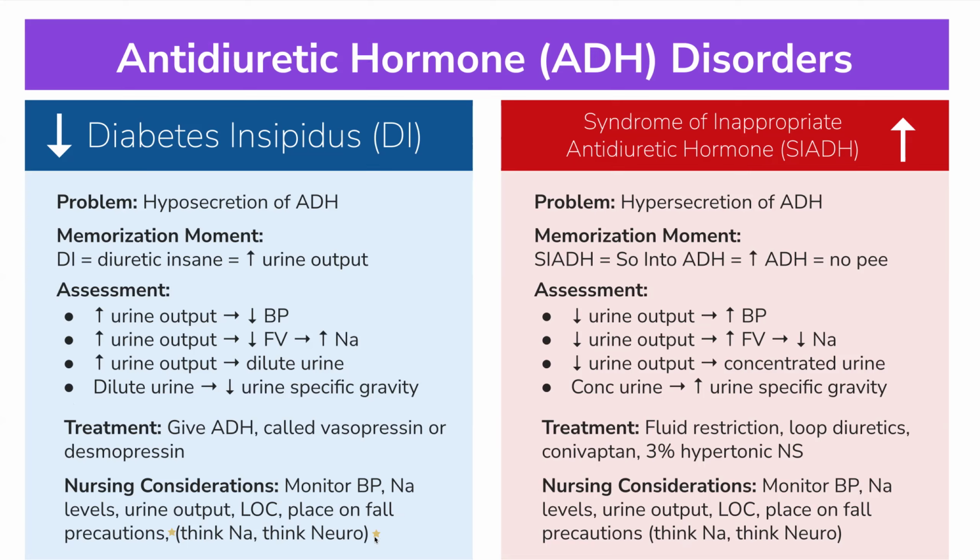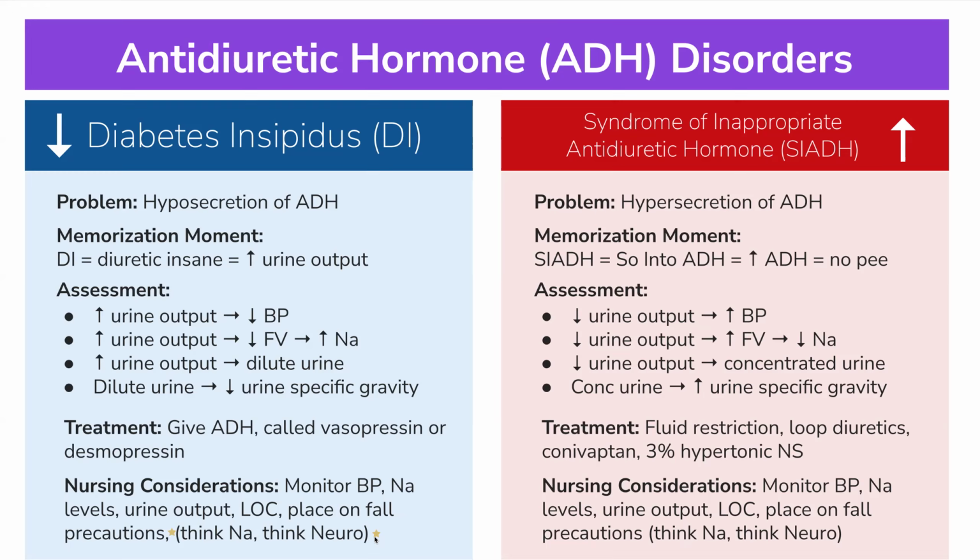And that is going to lead to atrophy. The brain will get smaller and shrink in size. We don't want that. Okay, that's going to affect neural function. So, diabetes insipidus, it's going to drop blood pressure, so we monitor it. It's going to increase sodium levels. We're going to monitor that. And whenever we think sodium, we think neuro.